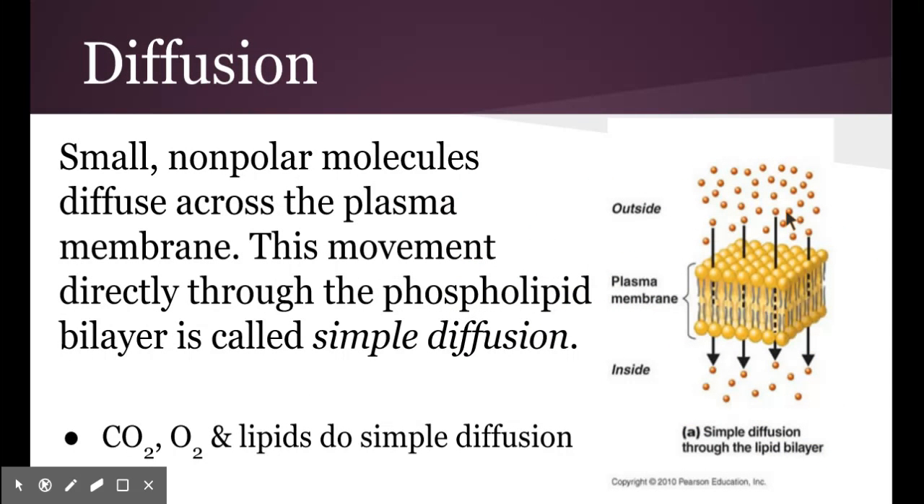So again, diffusion. These small nonpolar molecules are going to occur directly through the phospholipid bilayer. And any diffusion where a molecule is literally small enough that it just can squeeze right through the phospholipids to get inside the cell is referred to as simple diffusion. So two examples of molecules that do this simple diffusion are carbon dioxide and oxygen.